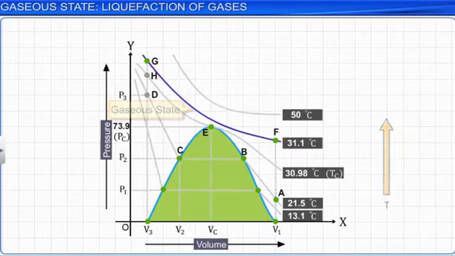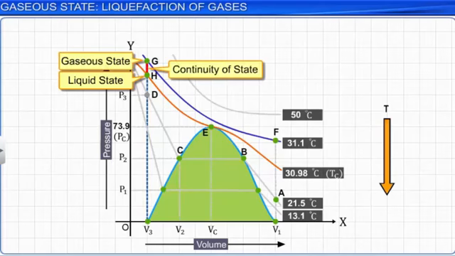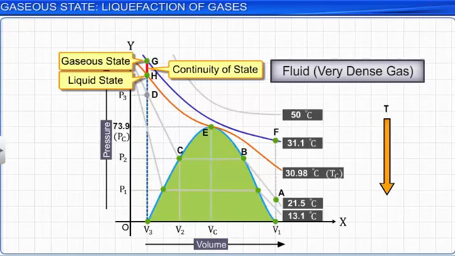Now, if we move vertically down from point G by lowering the temperature, on crossing the critical isotherm at point H, we get the liquid state. Thus, at no stage during the process did we cross the two-phase region. This is called the continuity of state. To recognize this continuity, the term fluid is used for either a liquid or a gas. Thus, a liquid can be viewed as a very dense gas.